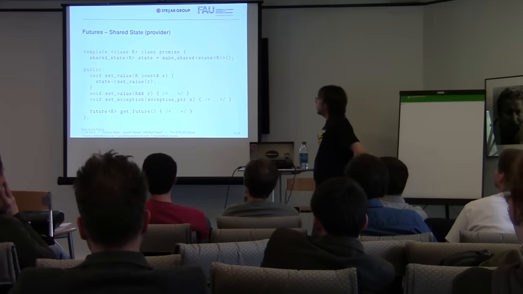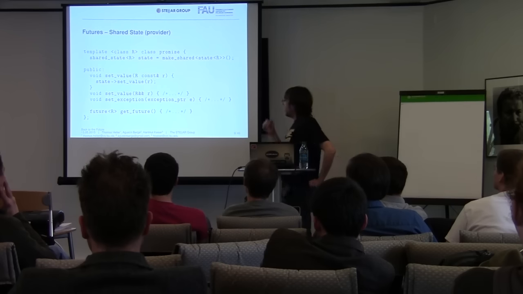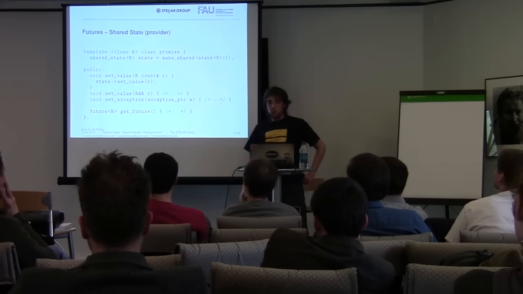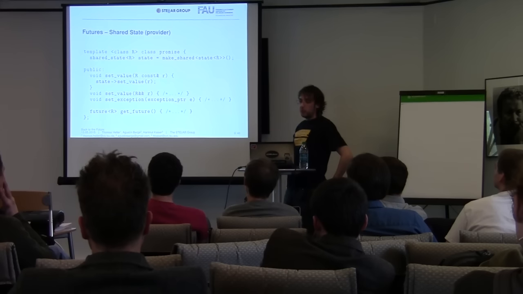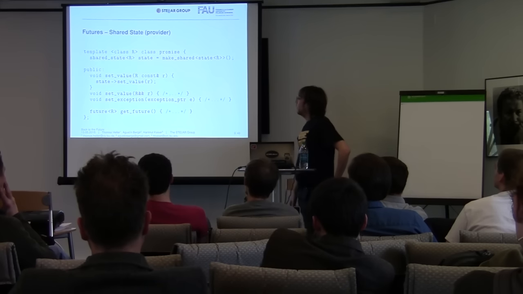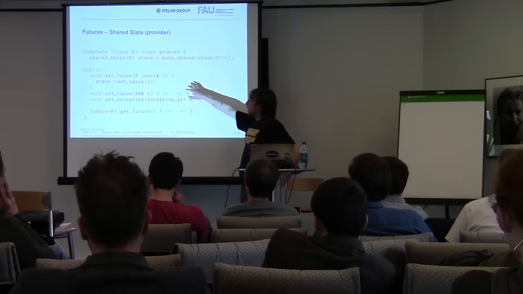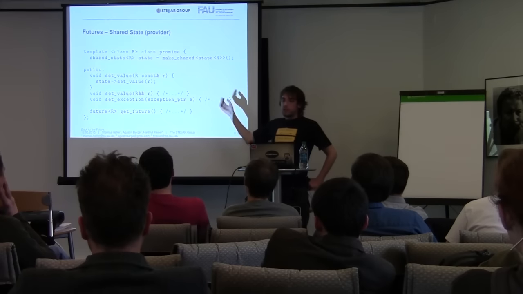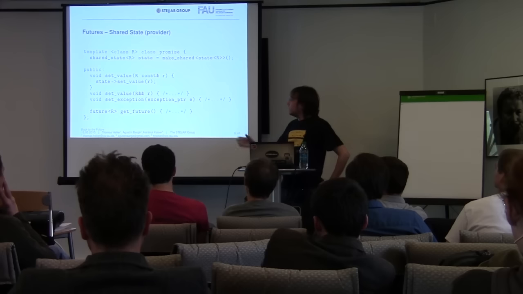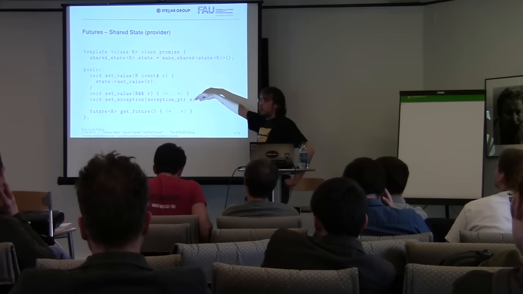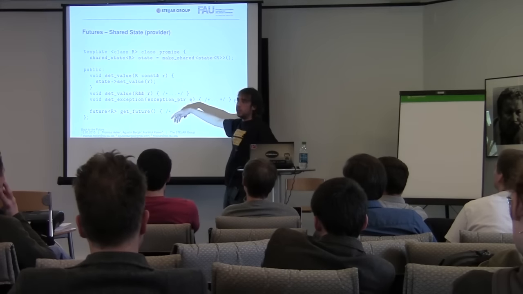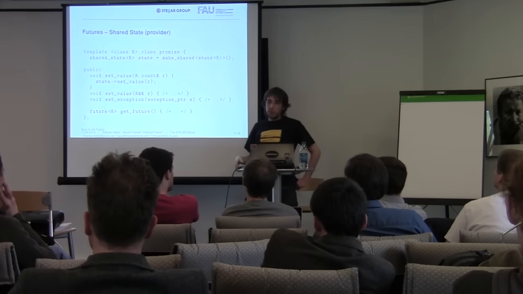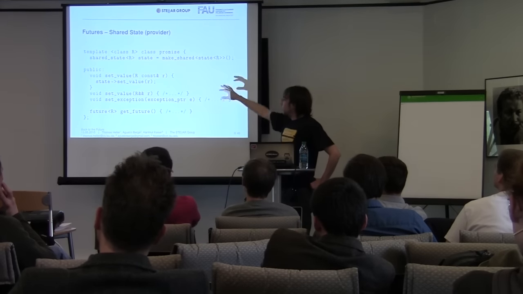So let's go back to the promise. I said that we construct a shared state when we construct a promise. And then whenever the user wants to set a value or an exception, we have to call the corresponding function in the shared state. Now, it's not that trivial, because as I said, it can only be set once. So there is some bookkeeping in here, in case set value or set exception has been called already, in which case it throws an exception, promise already satisfied. So there is some bookkeeping involved too.